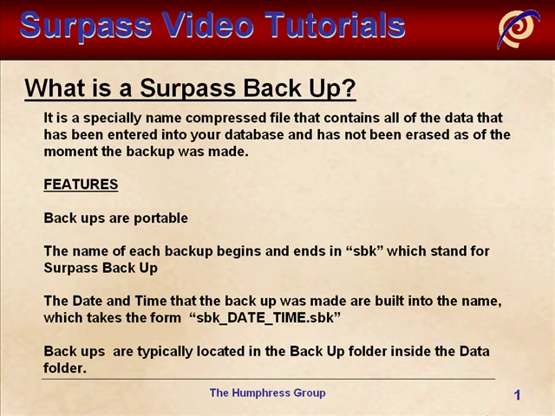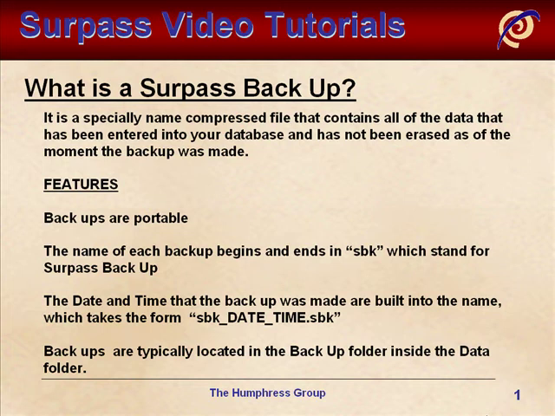The features of a backup are that they are very portable. You can move them around, copy them to flash drives, copy them to CD-ROMs. It's a file just like any other file on your computer. So they're made specifically to be very movable, very portable. The name of each backup begins and ends in SBK, which stands for Surpass Backup. The date and time are in the name, and the name takes the form of SBK underscore date underscore time period SBK.